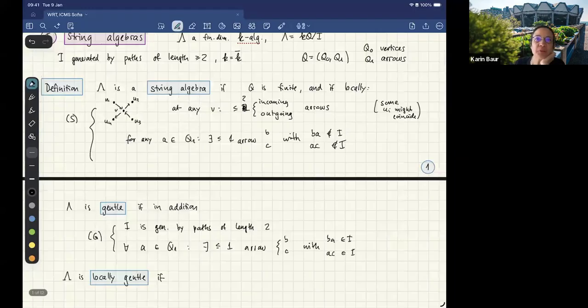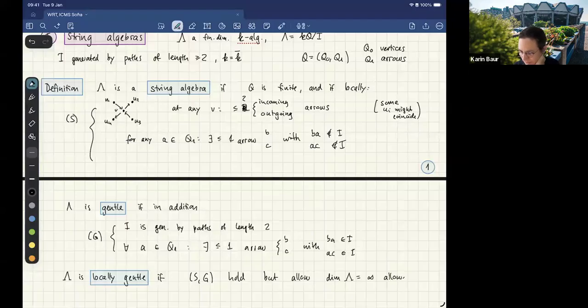Then there's also the notion of a locally gentle algebra that I need a little bit later. So that's S and G hold, but we allow the algebra to be infinite dimensional. So there might be some paths which are never forbidden. These 3 types of algebras give a large family of algebras whose module categories we understand and are well known.